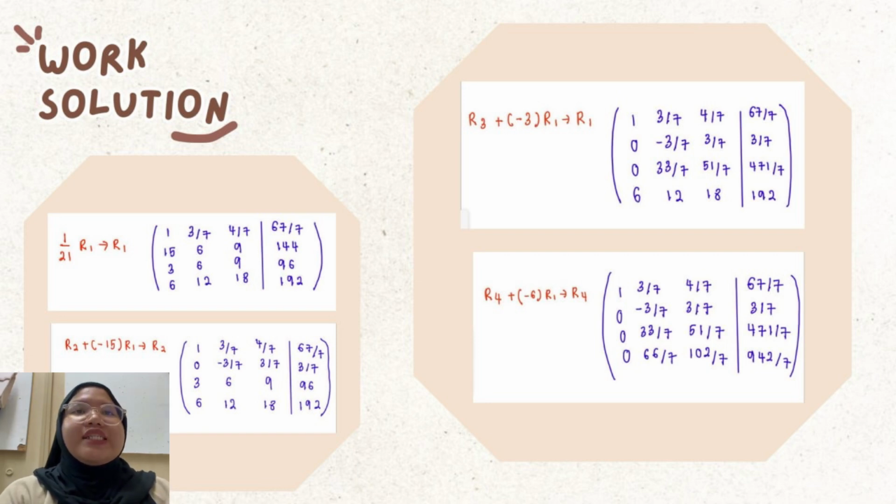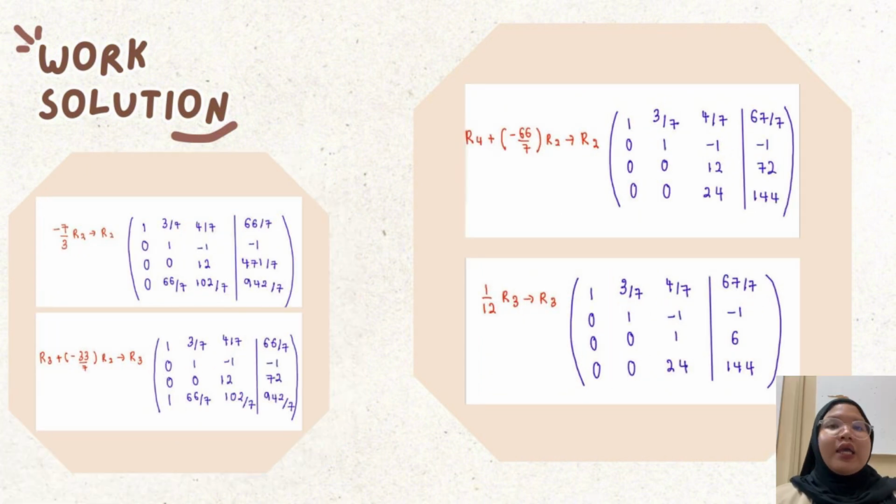To solve the given system of linear equations using the Gaussian elimination method, we first represent the system as an augmented matrix. Initially, we scale the first row by dividing each element by 21 to simplify the numbers. Then, we eliminate the entries below the leading one in the first column. Specifically, we subtract 15 times the first row from the second row, 3 times the first row from the third row, and 6 times the first row from the fourth row, resulting in zeros in the first column of these rows.